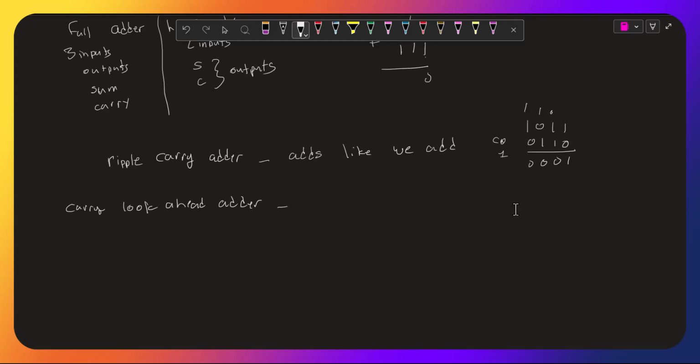It's called a ripple carry adder because it ripples. It's like you do this one and then you go to the next one and then you go to the next one. The adder to add these last ones can't do its job until all the ones before it have worked.